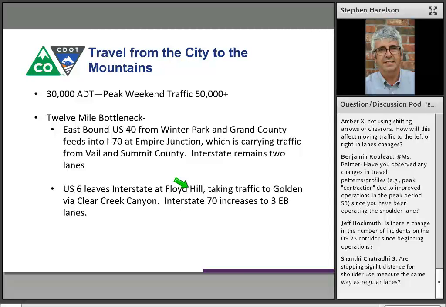Immediately east of the tunnel, there's a 12-mile bottleneck where Interstate 70 traffic is met with US 40, which serves the Winter Park and Sol Vista and to some degree Steamboat Springs traffic, and it feeds into I-70 at Empire Junction. There's a 12-mile segment which carries all that traffic, and then at the east end of Clear Creek County, the road again forks. US 6 continues down the canyon, and Interstate 70 heads up Floyd Hill, and also Interstate 70 turns from 2 lanes to 3 lanes. So that 12-mile segment is our bottleneck.